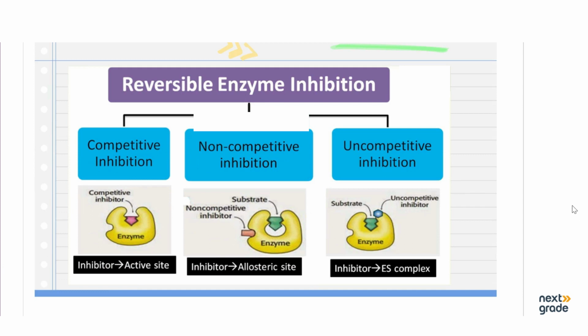Okay, then the reversible enzyme inhibition. We know that the reversible enzyme inhibition can be categorized into the competitive inhibition, the non-competitive one, and the uncompetitive inhibition.